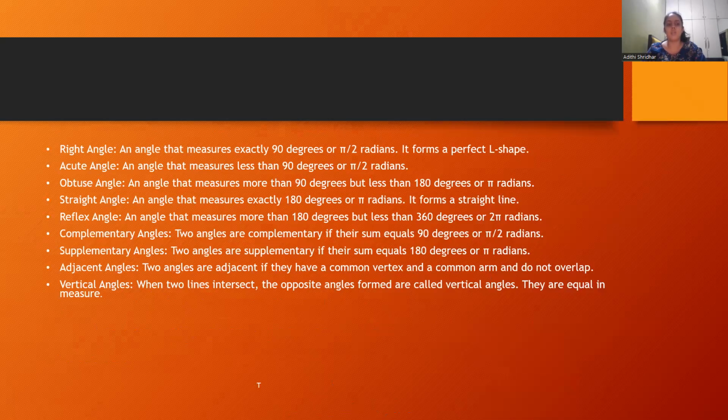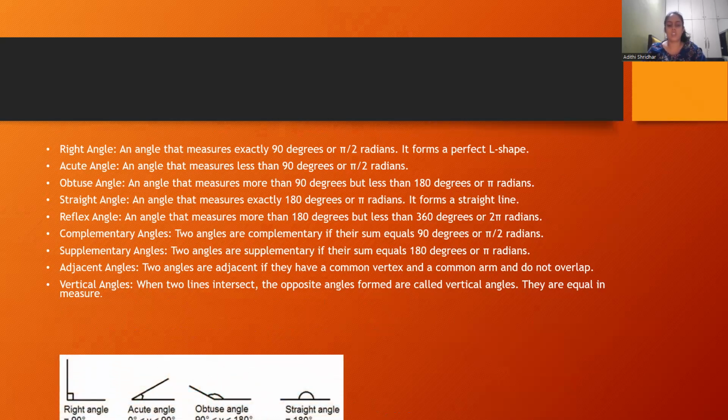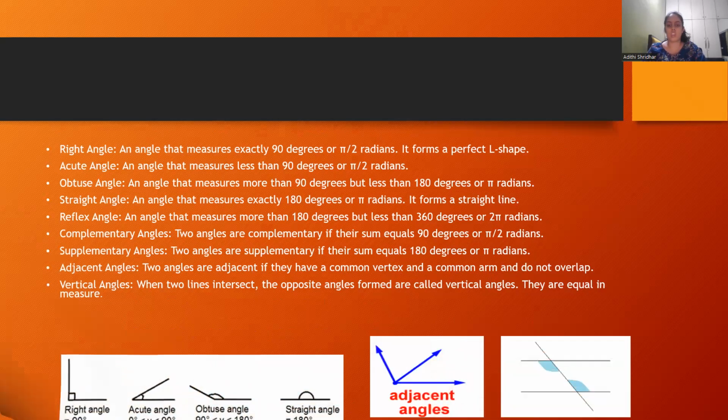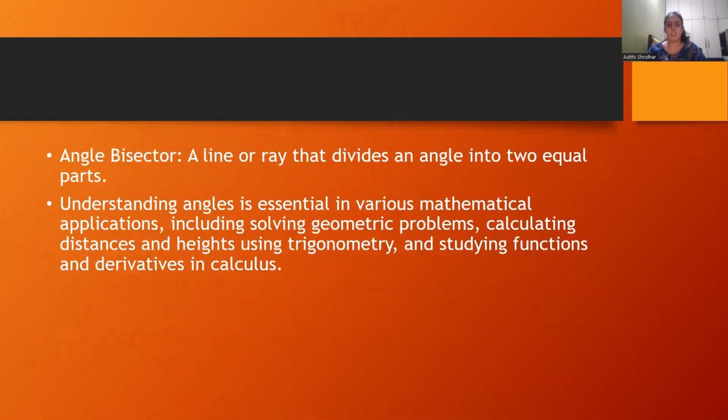Adjacent angles. Two angles are said to be adjacent if they have a common vertex and a common arm and do not overlap. Vertical angles. When two lines intersect, the opposite angles formed are called vertical angles. They are equal in measure. Angle bisector, a line or a ray that divides an angle into two equal parts.